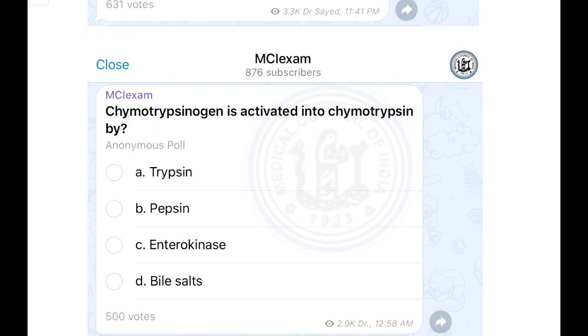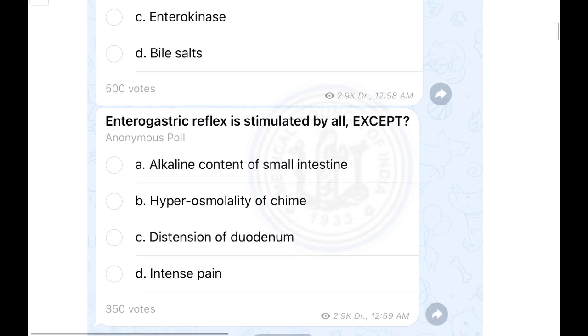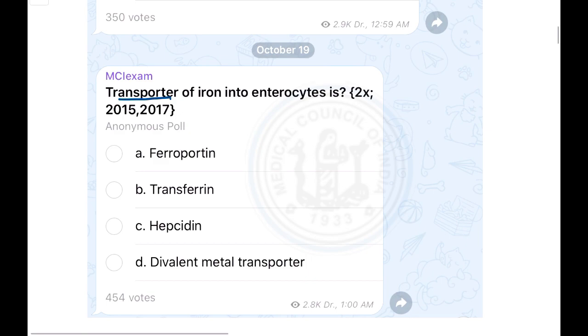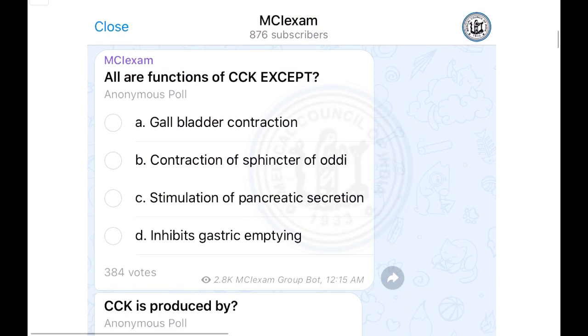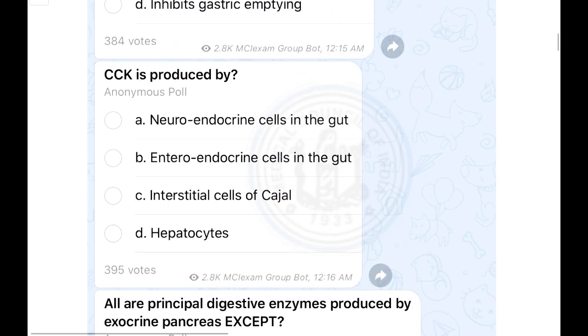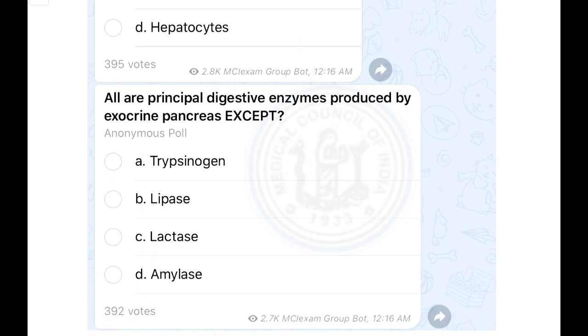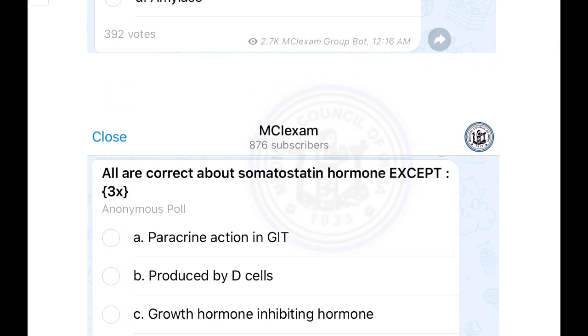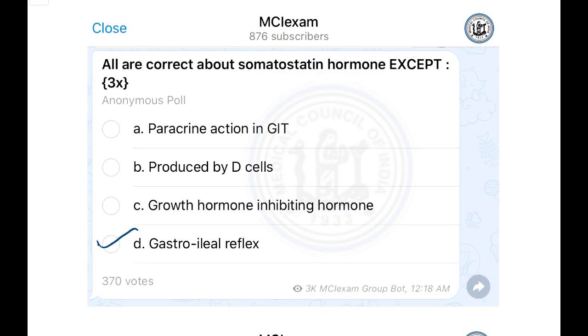Chymotrypsinogen is activated into chymotrypsin by trypsin. Transporter of iron into enterocytes is divalent metal transporter. All are functions of CCK except contraction of the sphincter of Oddi. CCK is produced by enteroendocrine cells in the gut. All are principal digestive enzymes produced by the exocrine pancreas except lactase. All are correct about somatostatin hormone except gastroileal reflex.